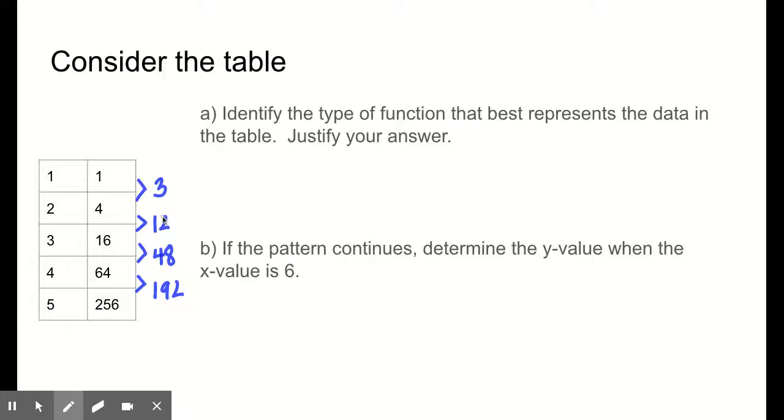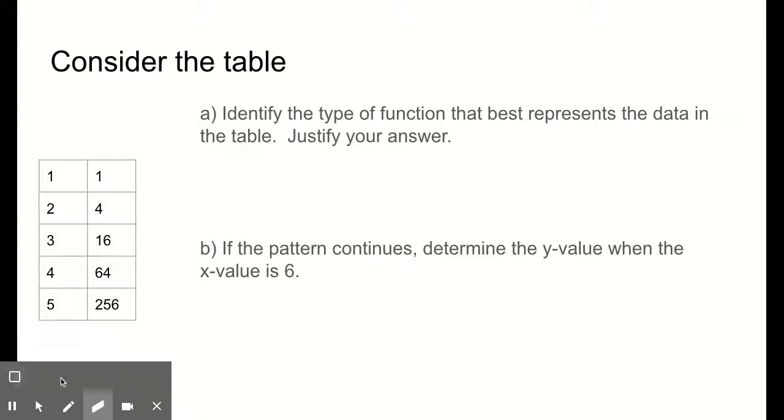So this does not have a common first difference, which means that this is not linear. So we're going to check for a second difference. From 3 to 12 is a difference of 9. From 12 to 48 is a difference of 36. And from 48 to 192 is a difference of 144. So second difference is out, which means that this is also not a quadratic function.